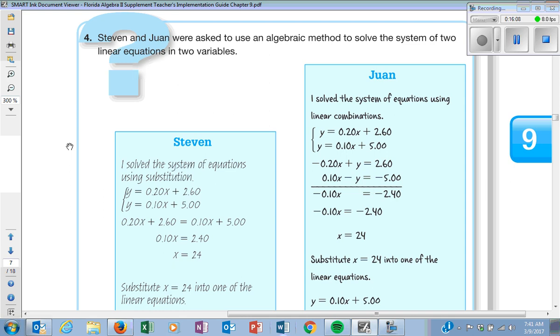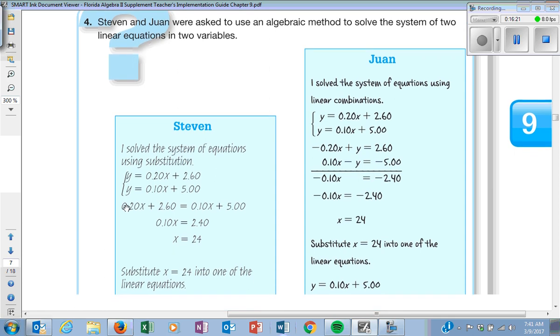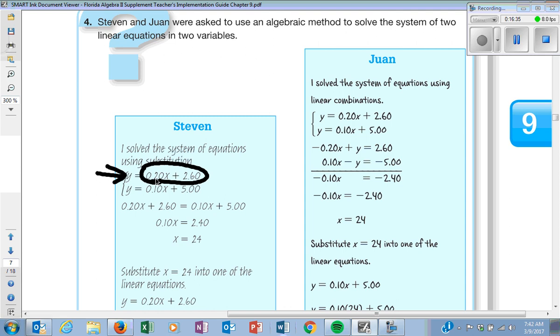Okay. Substitution is when you take something out and you put something else in its place. Why are these really good candidates for substitution? What does this say? Y equals all alone, correct? What does this one also say? And so what I can do is I can take this y out and replace it with what this y equals. You guys see, this says y equals. And right here, this is what y equals, correct? I can take this y out, and I can put this in its place. And that's exactly what they did.